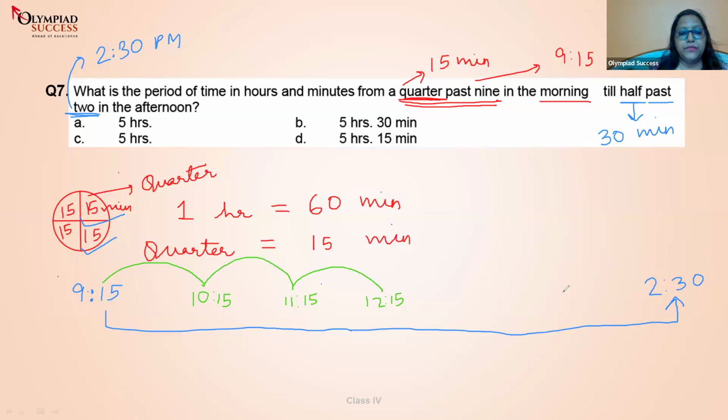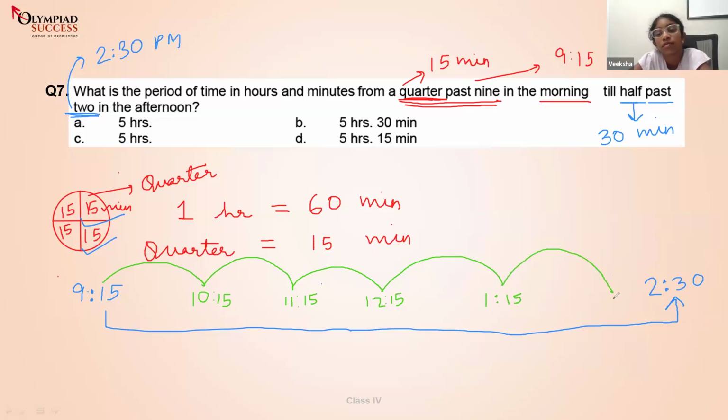Now over here, after 12:15, if you add another 1 hour, what time will it be? 1:15. After 12:15, it would be 1:15. So here this comes as 1:15. Next, if you add another 1 hour, 2:15.